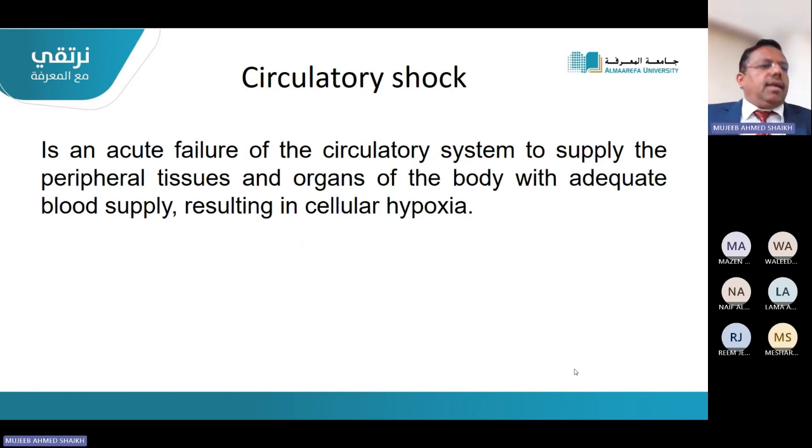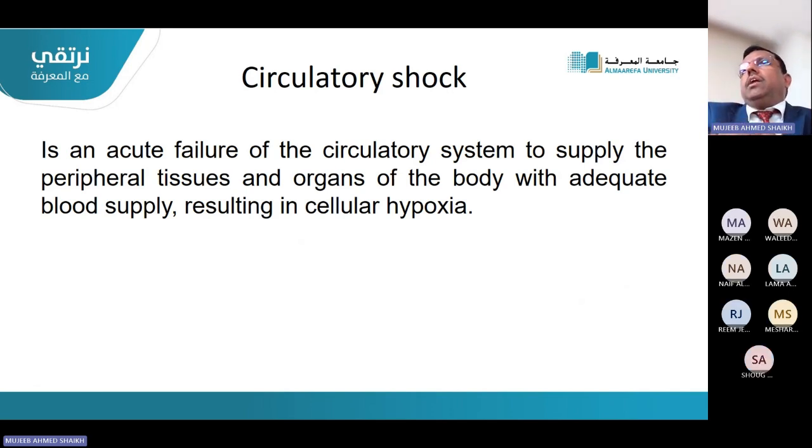So it is an acute failure of the circulatory system. Causes we will see, but there is acute failure of the circulatory system to supply the peripheral tissues and the organs of the body with an adequate supply of blood or oxygen, leading to hypoxia. Inadequate, if it is not properly supplying to such an extent that tissue, cellular hypoxia occurs, and this will lead to derangement or death of the cell. This is called circulatory shock.